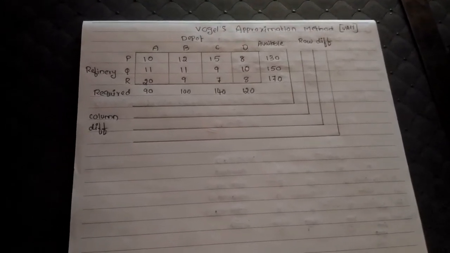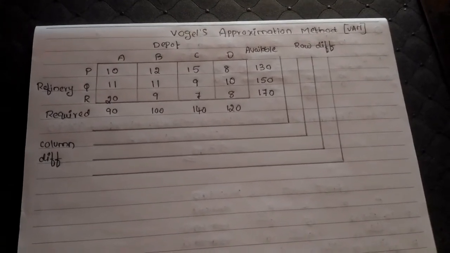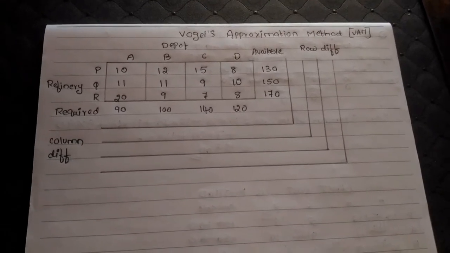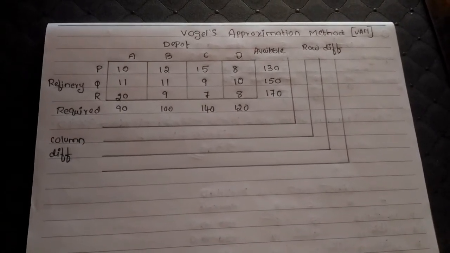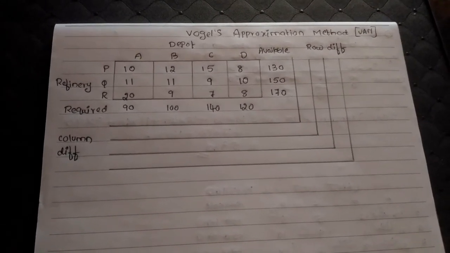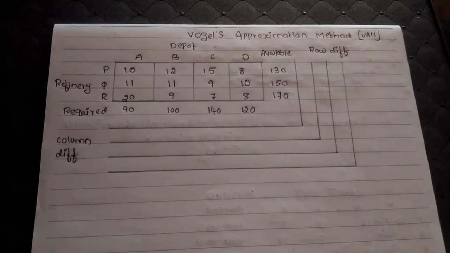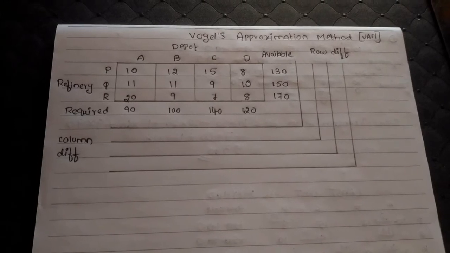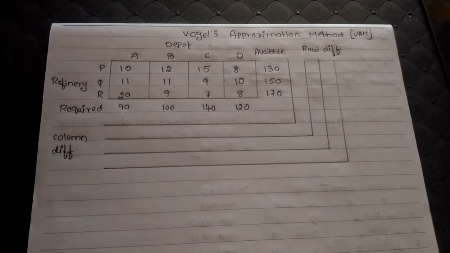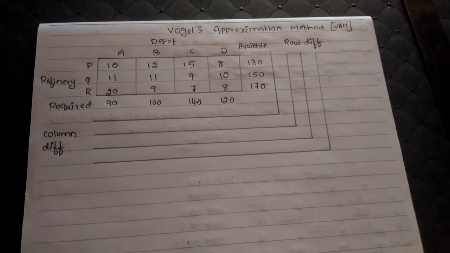Now we will apply Vogel's approximation method for the same problem, the same problem for which we applied the northwest corner cell method and least cost cell method. Before I start solving, let me tell you the different names given for Vogel's approximation method. Its second name is the unit cost penalty method, or in short they may call it VAM, which is nothing but Vogel's approximation method. It's the same thing.